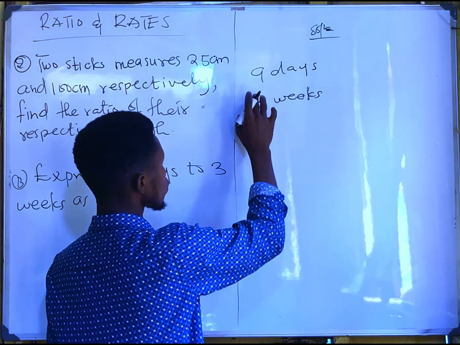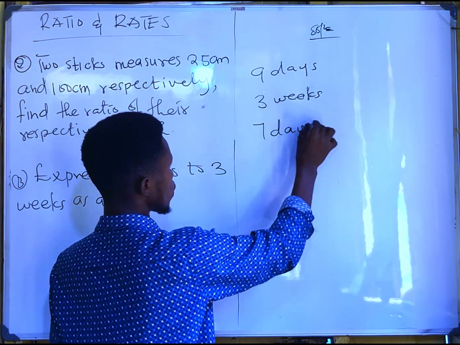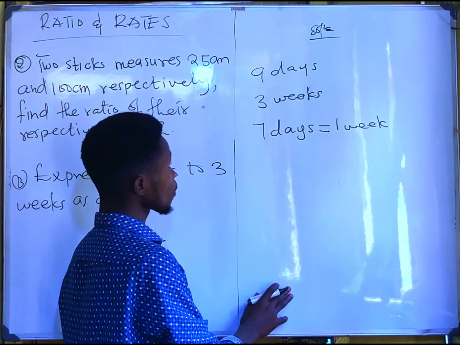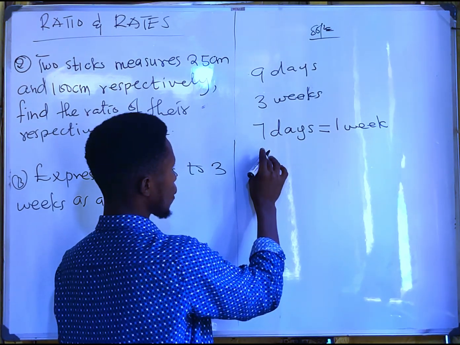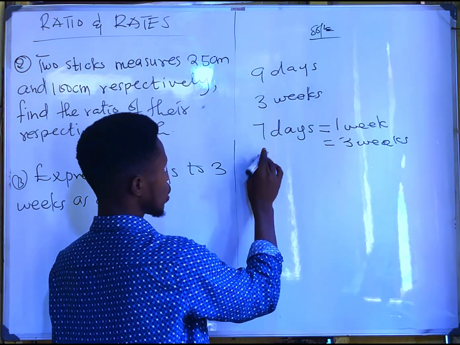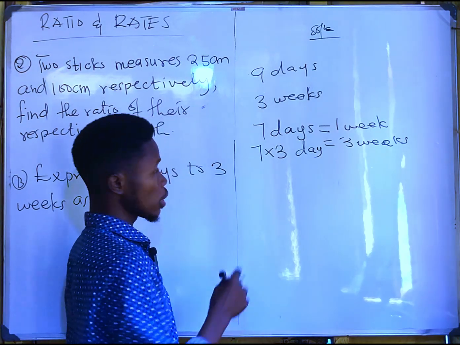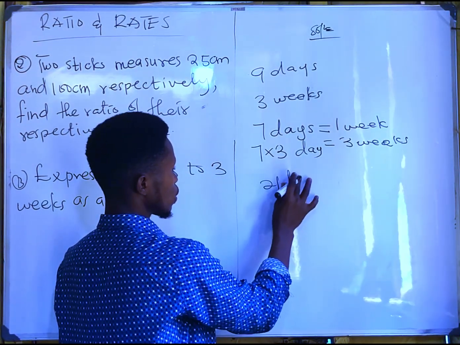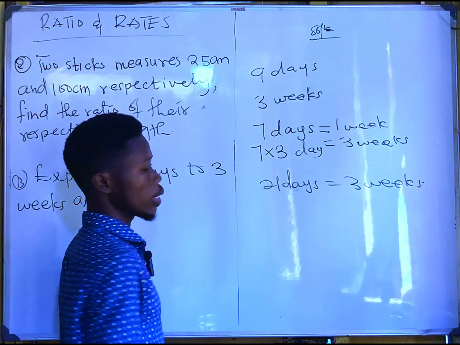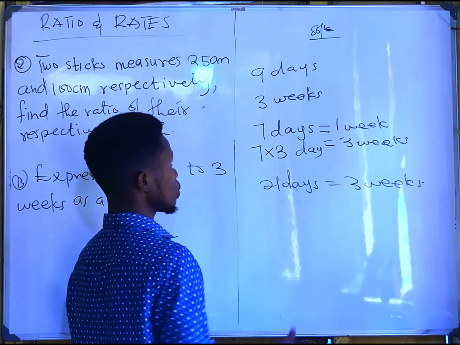So we know that 7 days will always give us what? 1 week. Is that okay? So 3 weeks will give us 7 times 3 days. 7 times 3 is 21 days. That will give us 3 weeks. So 21 days will give us what? 3 weeks. So now that we are able to convert the 3 weeks to days, you can now compare that.